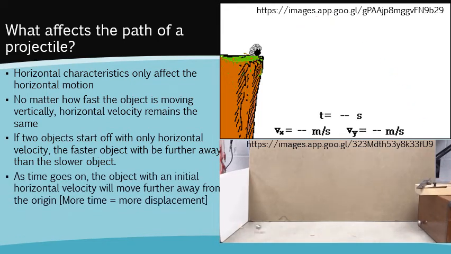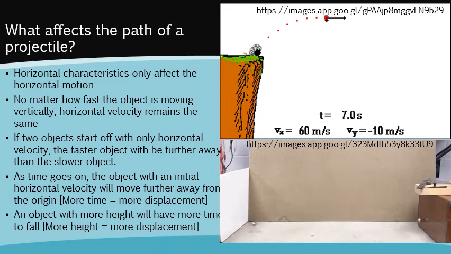So as time goes on, the object with the initial horizontal velocity will move further and further away from the origin. So the more time, the longer it falls, the more displacement you're going to get. An object with more height will also tend to move further because it has more time. So if this object that had an initial horizontal velocity was higher up, by the time it hits the ground, it would have moved even further away.